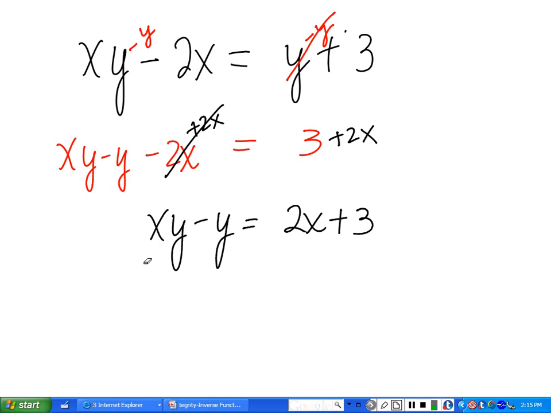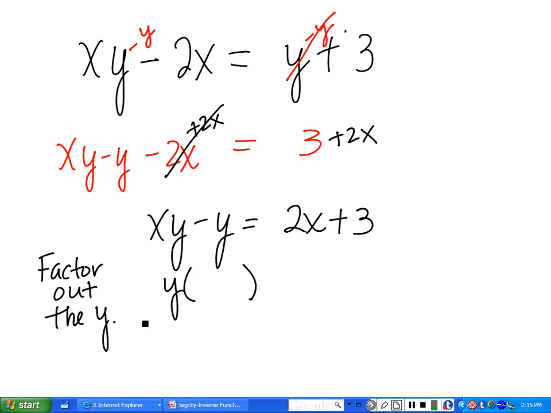Okay, great. We have our y terms on the same side. So what we can do now is factor out the y. Alright, so y times x minus 1. I basically had to take the y out, and I know that I factored correctly, because if I multiply this, I get back what I started. And we have 2x plus 3 on this side.